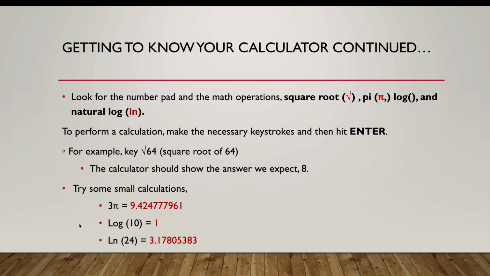There are other small calculations we can try. For example, 3 pi, you just put it in like that, should come out as 9.424 and so on. The log of 10 should give you 1. The natural log of 24 should give you 3.178.